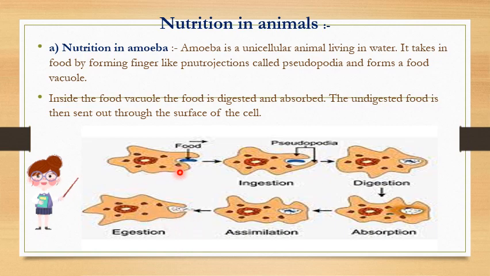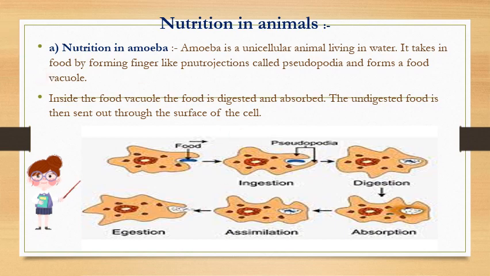This is how nutrition occurs in amoeba. Amoeba is a unicellular organism. It takes food by forming a finger-like projection called pseudopodia, in the form of food vacuoles. Inside the food vacuoles, food is digested and absorbed, and whatever food is not needed, the undigested food, is sent out through the surface of the cell. This is regarding nutrition in amoeba. In our next slide, I will show you a real video of amoeba. Come, let us move on to the next slide.